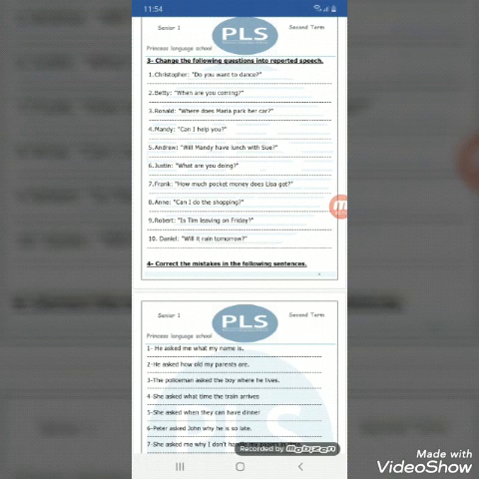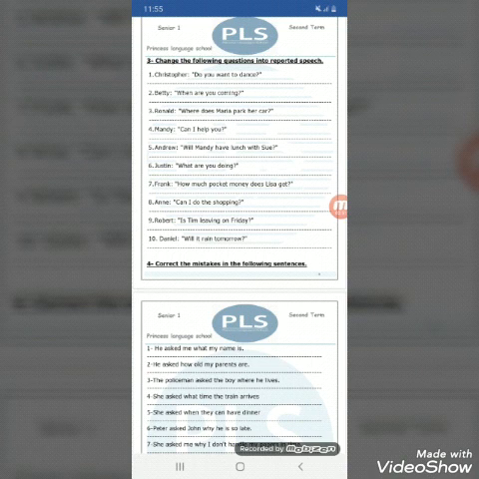Number 3. Ronald, where does Maria park her car? So, Ronald asked me, where did Maria park her car? Why did I do this? Because it's in the present simple. I have to backshift it one tense, which is past simple. So where does will be where did Maria park her car?